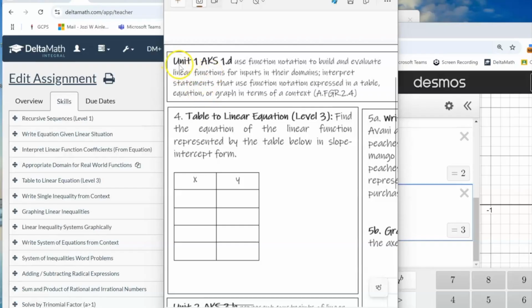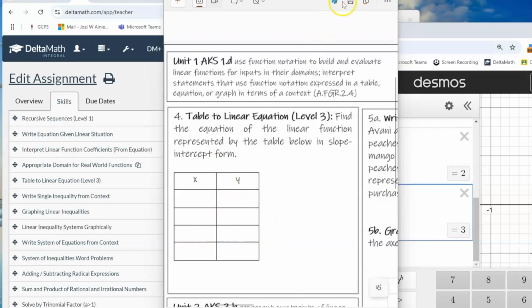All right, guys, we're going to take a look at Unit 1, AKS 1D. Use function notation to build and evaluate linear functions for inputs and their domains. Interpret statements that use function notation expressing a table, equation, or graph in terms of context. We're going to take a look at a table. So this is table to linear function. Find the equation of the linear function represented by the table below in slope-intercept form.